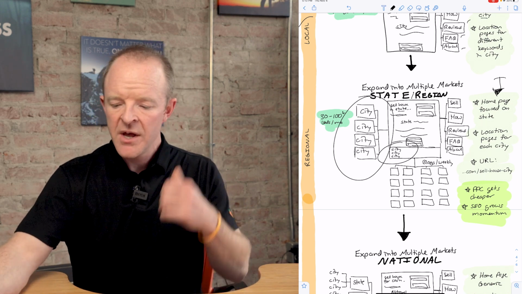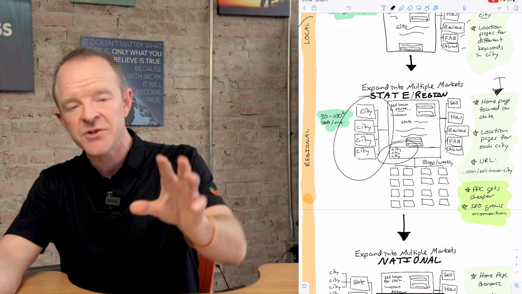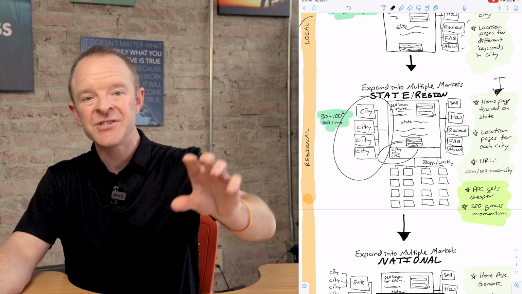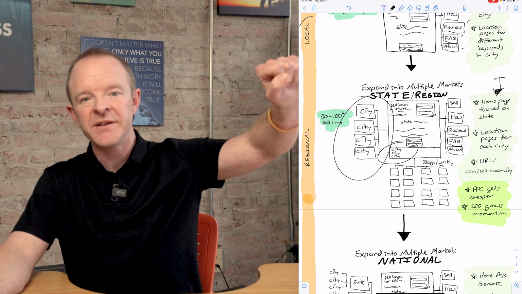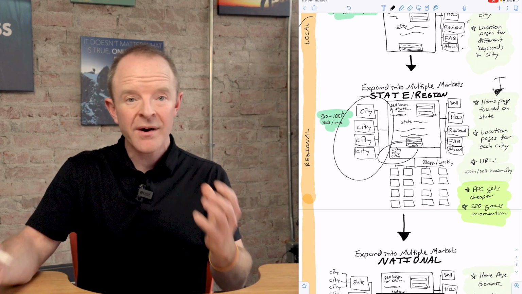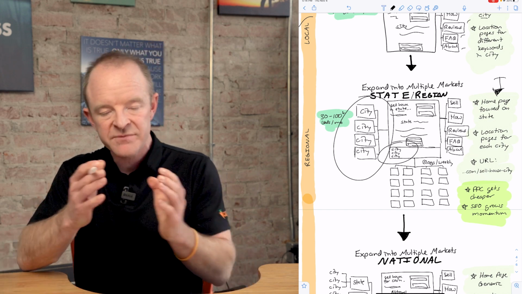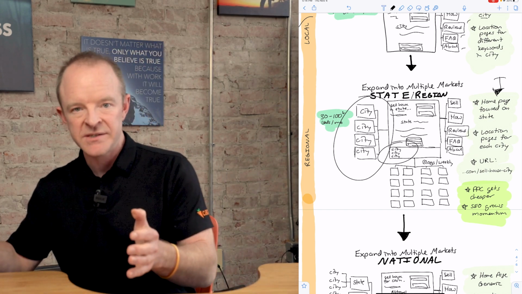Some advantages here. Your homepage is focused on the state. You can start to rank really well at the state level and at the city level. Location pages for each city, like I said, so now you can get those rankings in Google for each city. Your URL is going to look kind of like this: whatever it is, .com/sell-your-house-in-XYZ-city, okay?